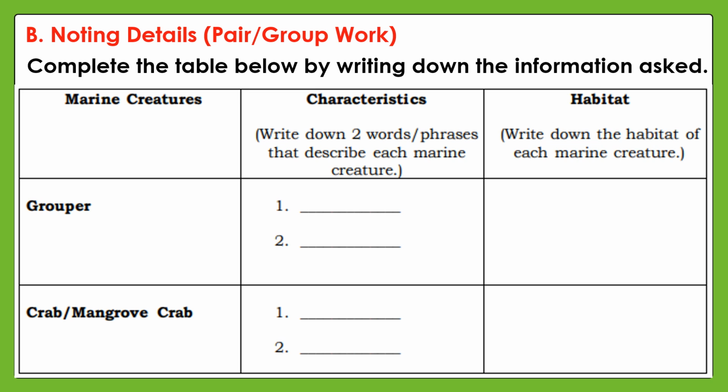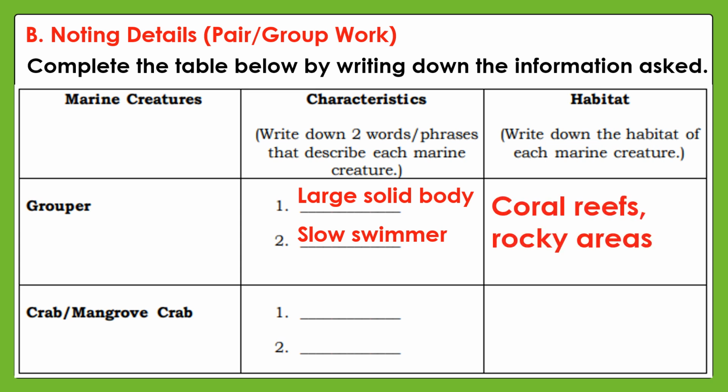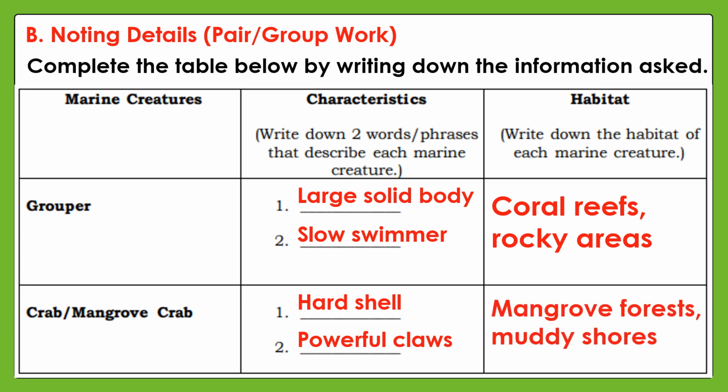Marine creatures, grouper, characteristics, large solid body, slow swimmer. Habitat, coral reefs, and rocky areas. Next is crab or mangrove crab. Characteristics, hard shell, powerful claws. Habitats, mangrove forests, muddy shores.